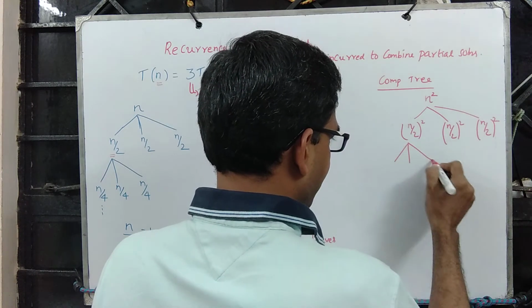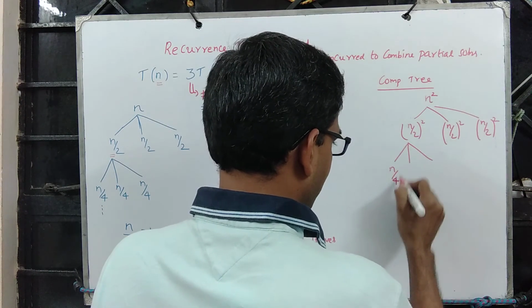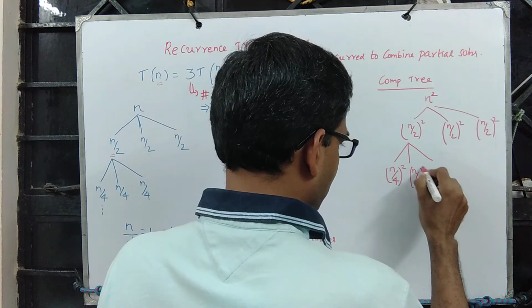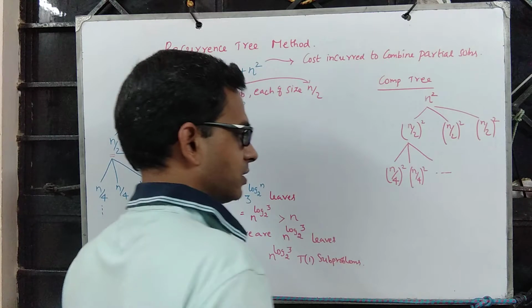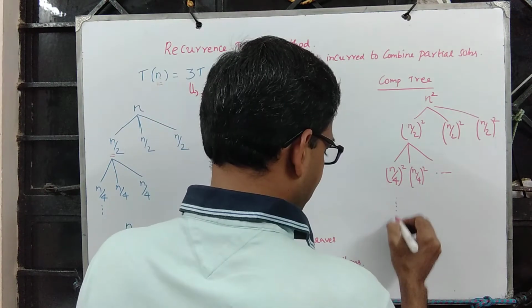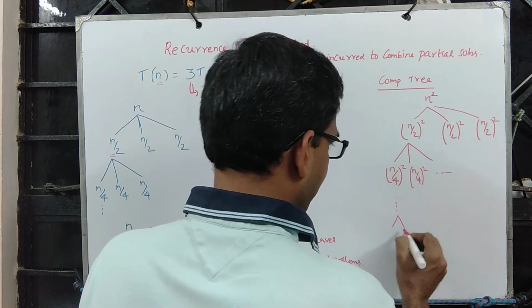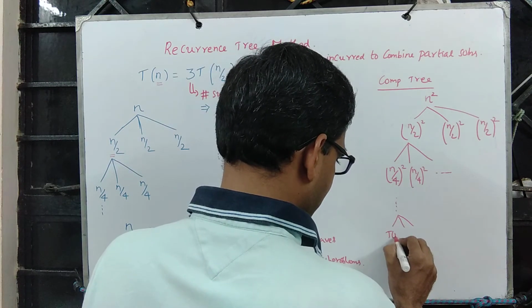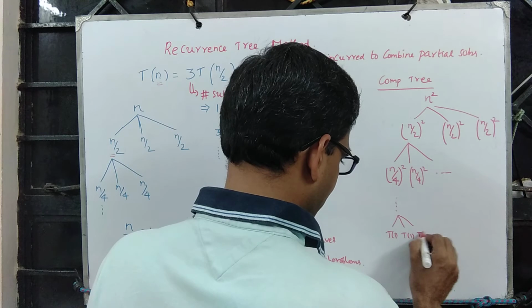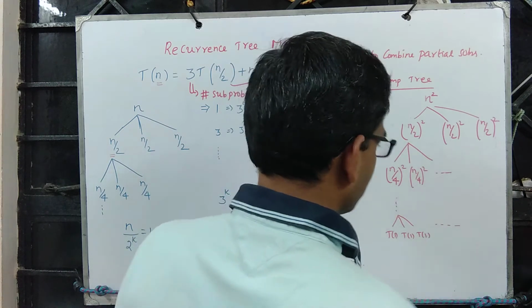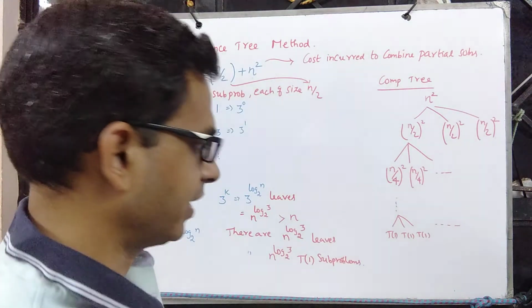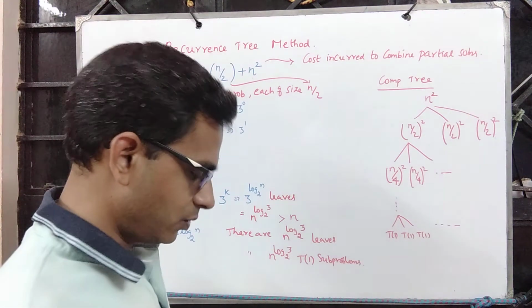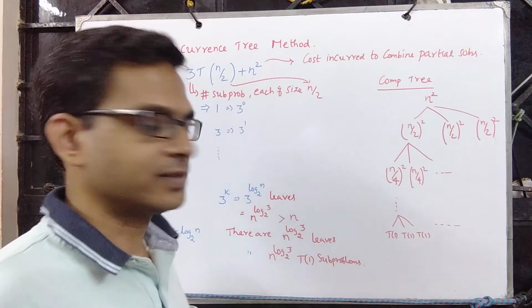Similarly, at the next level you have n by 4 square, again n by 4 square, and so it goes. Finally, when you get to the T of 1 subproblems, the cost is given by T of 1. That could be 0, that could be constant, that could be a function of n. So we will have to appropriately substitute a value to complete the analysis.